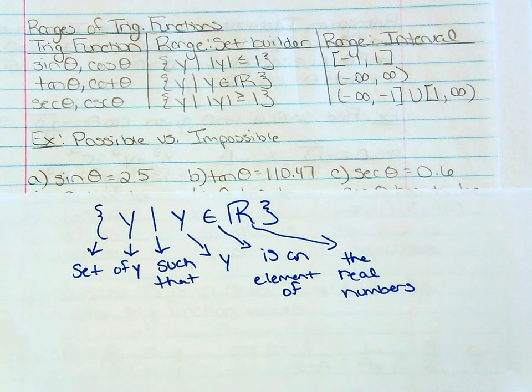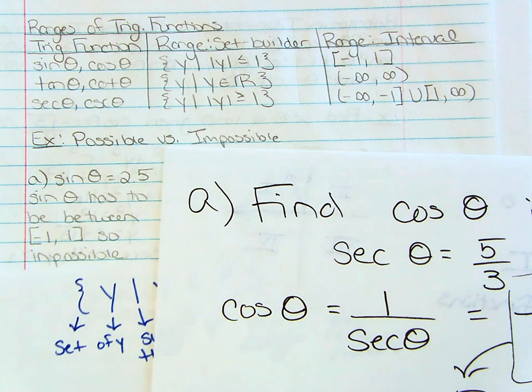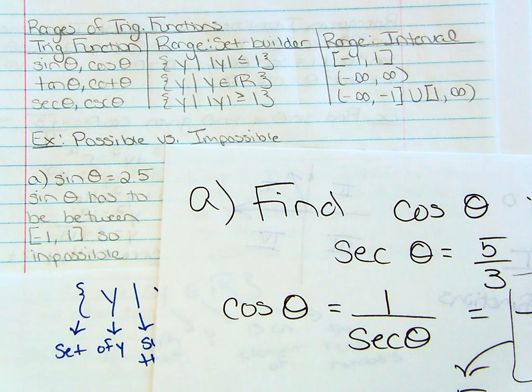It says sine theta is 2.5. Is this possible or impossible? Why? Yep, it is impossible. Sine theta has to be between negative 1 and positive 1, so this is not a true statement. It's an impossibility.